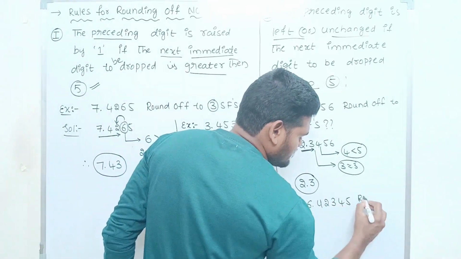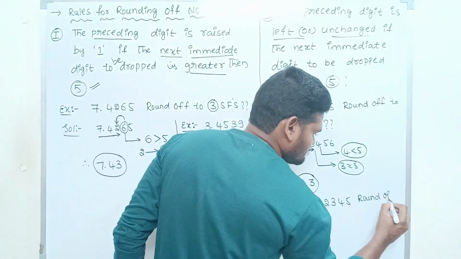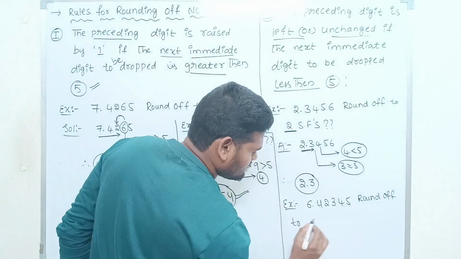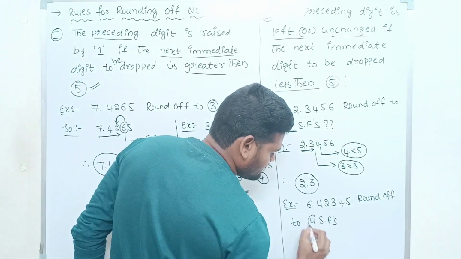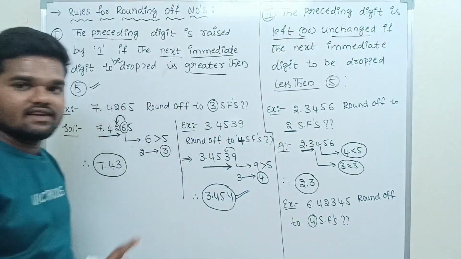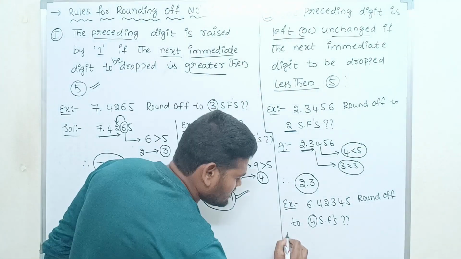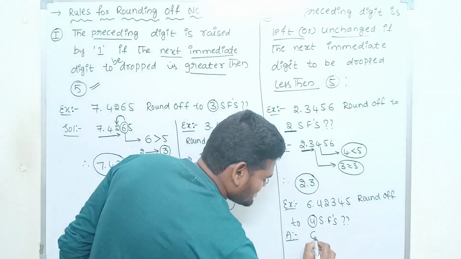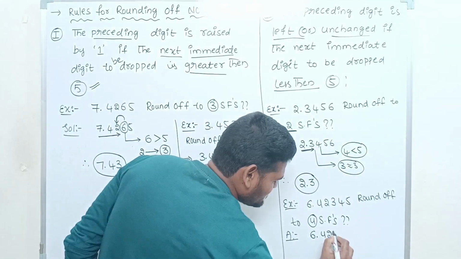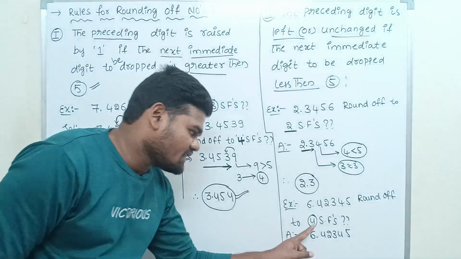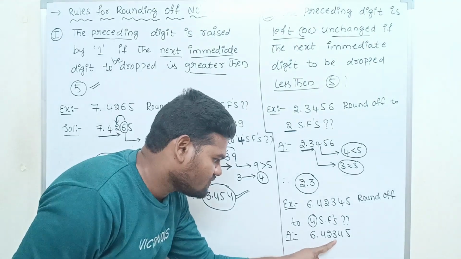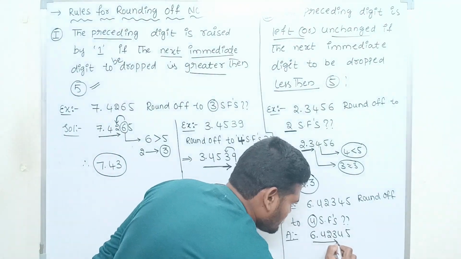6.42345. Round up to four significant figures: 1, 2, 3, 4. What is our first step? Take the given question, 6.42345. We have to round up to four significant figures. See 1, 2, 3, 4. Up to 3 we have to round up.